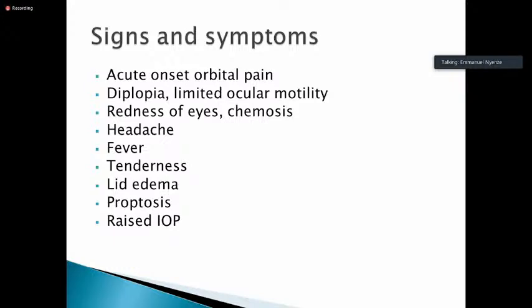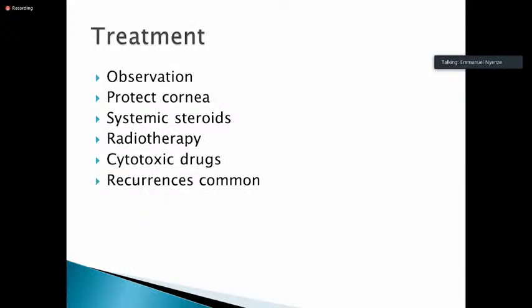So sometimes we try to treat for orbital cellulitis, and if it's not responding, then we go for treatment for pseudotumor. Mild cases are observed, but severe cases are given systemic steroids. In some cases, radiotherapy and cytotoxic medications can be given.